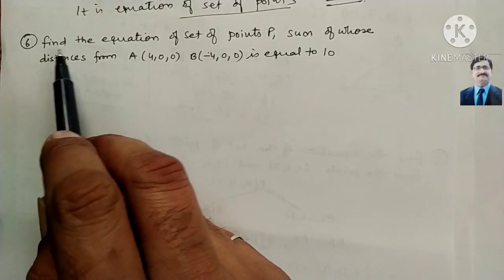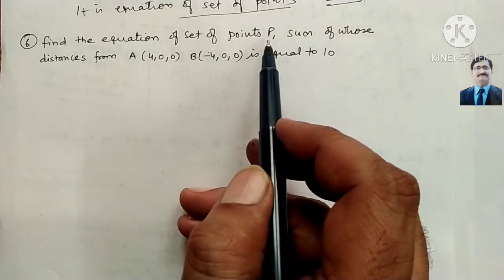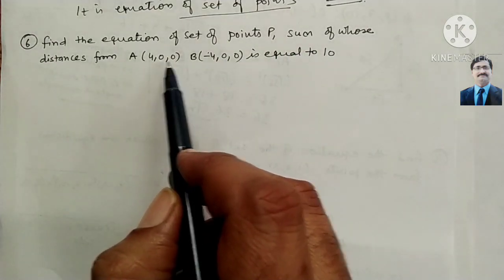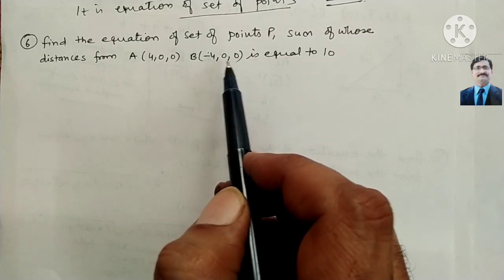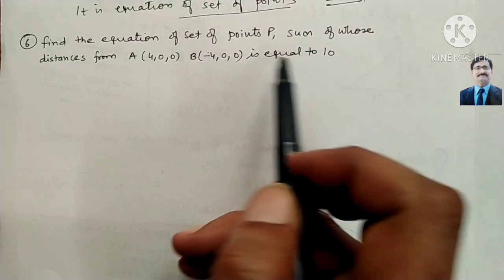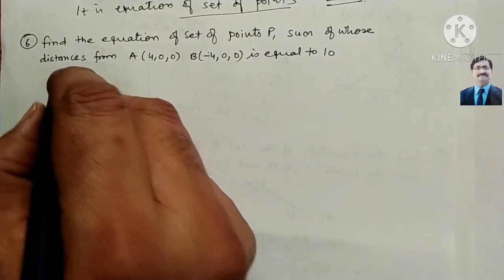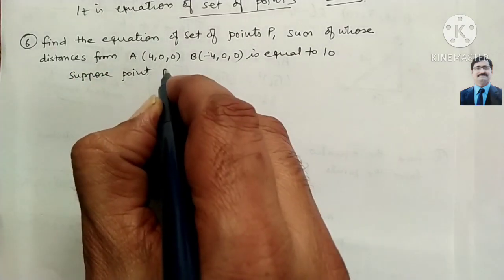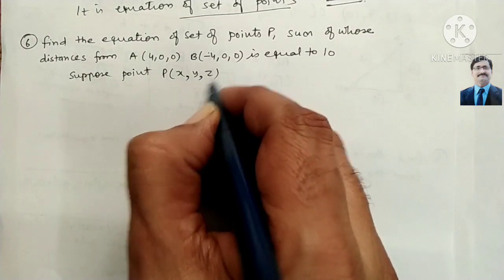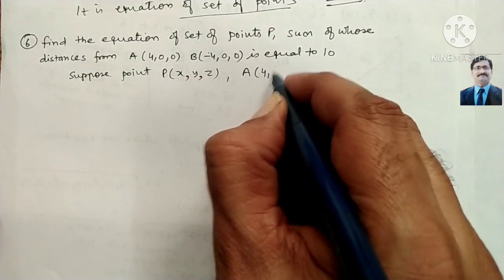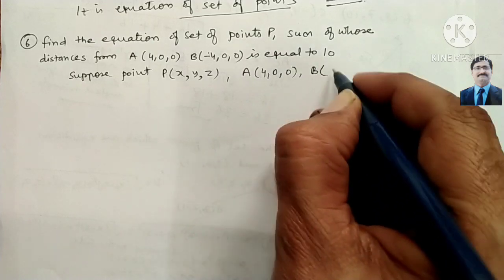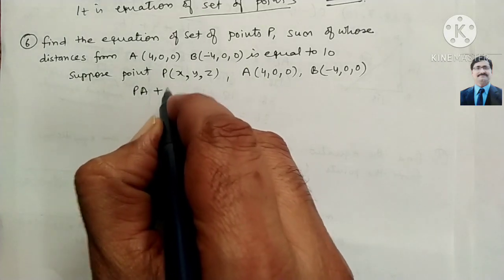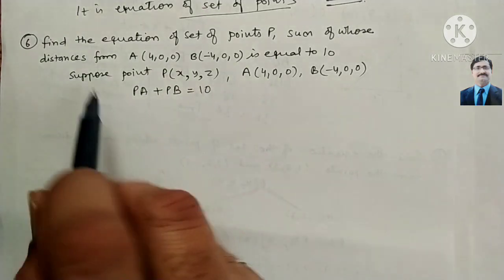This is the answer. The next question is, find the equation of the set of points P, the sum of whose distances from A (4, 0, 0) and B, the point (-4, 0, 0), is equal to 10. So look here, we will suppose the point P is here (x, y, z), and this A is already given to you as (4, 0, 0) and B is also already given as (-4, 0, 0), and here actually it is given PA plus PB, and this is equal to the given 10.